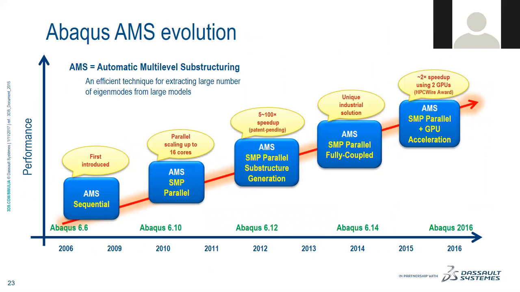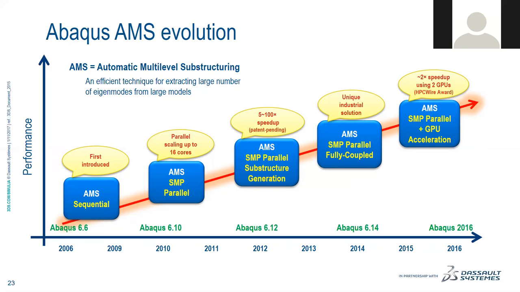Now regarding the Abaqus AMS eigensolver, so eigen solution. You can see that it started back in 2006 with Abaqus 6.6, which was more sequential, and then it goes through the years with the parallel. In 6.10 it was the parallel version operating on a single compute node. And then in 6.14 there was this unique industrial solution, which was fully coupled analysis with AMS.